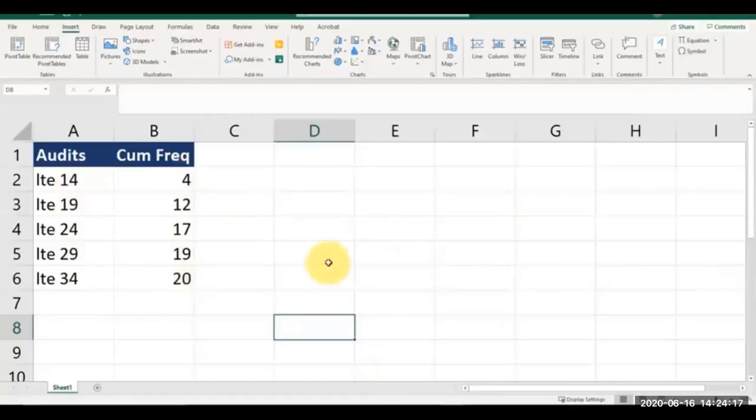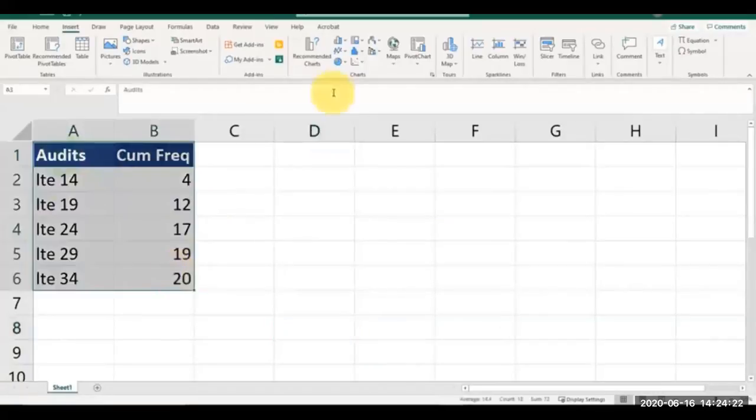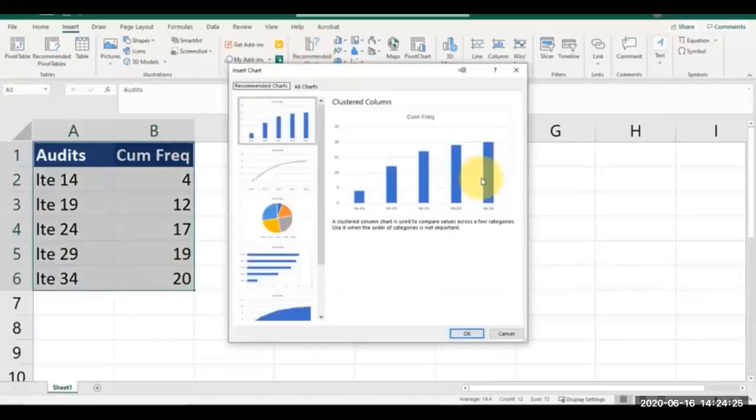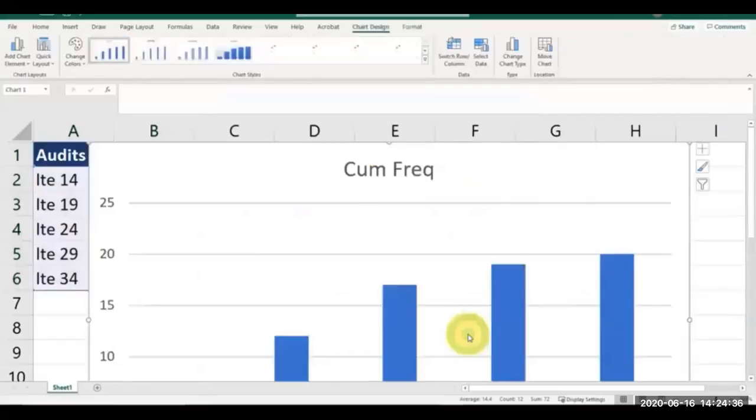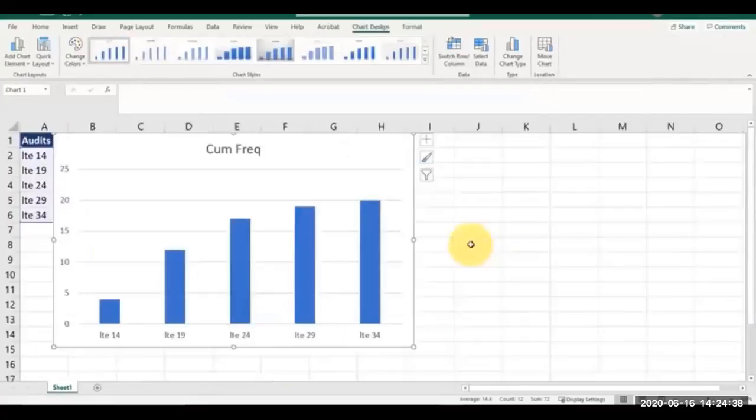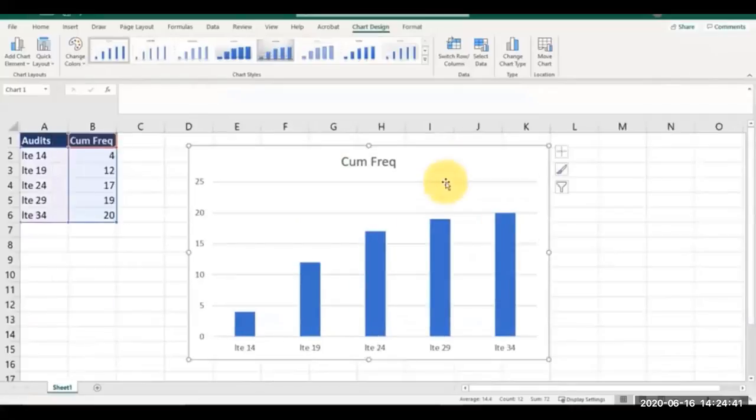So let's just graph it. Of course, you can see that it's increasing, but let's just graph it. Let's use the recommended charts. You can see that it's increasing, or you can graph it this way and also see that it's increasing. So let's try this one first. You can see that it can never be decreasing. This is how many are less than or equal to 14. There are 4. How many are less than or equal to 19? There were 12. Less than or equal to 24, it was 17, and so on. So it can never drop down.